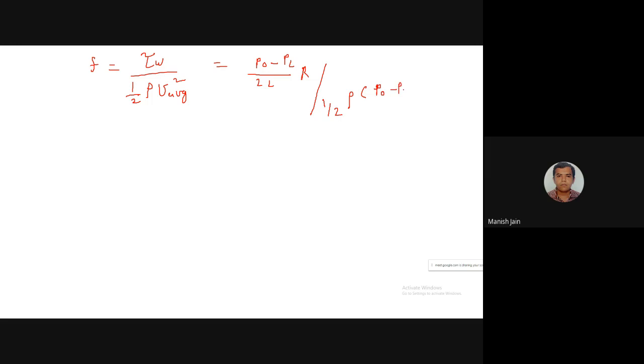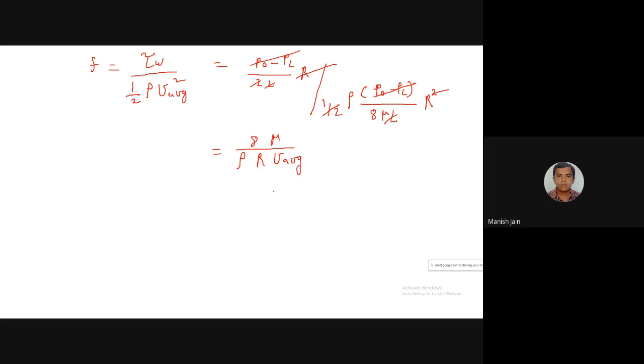That is equal to (P naught minus PL) divided by 8 mu L multiplied by R square. Okay, now this 1 by 2 will be cancelled out, P naught minus PL will be cancelled out, R will be cancelled out, and this L will be cancelled out. So what will remain is 8 mu divided by rho R V average.